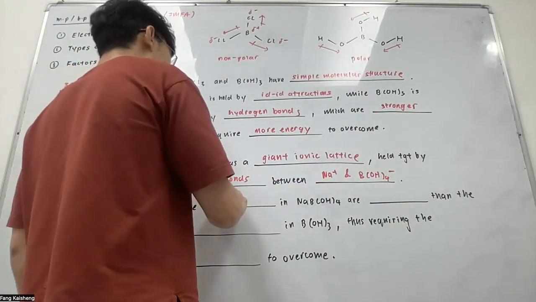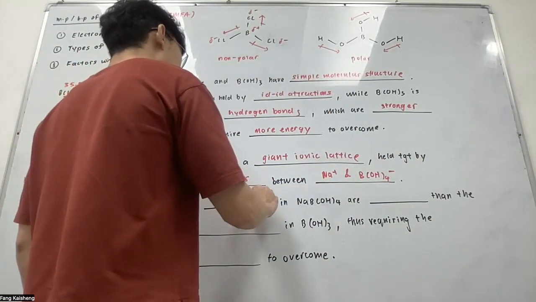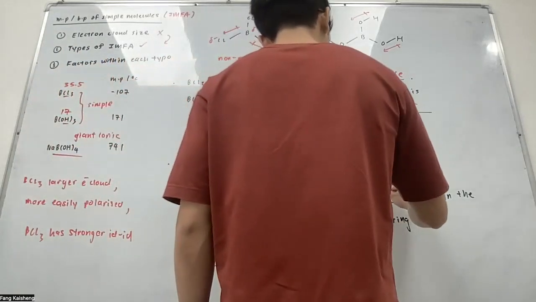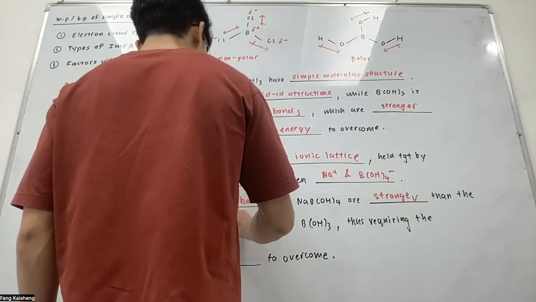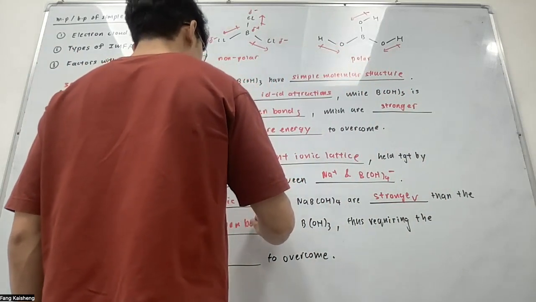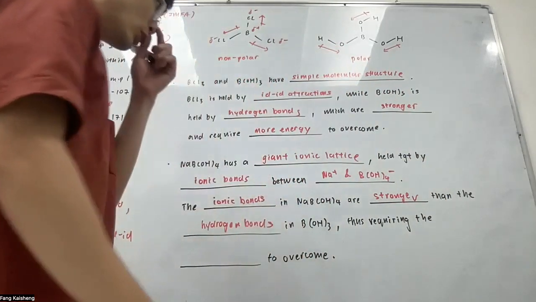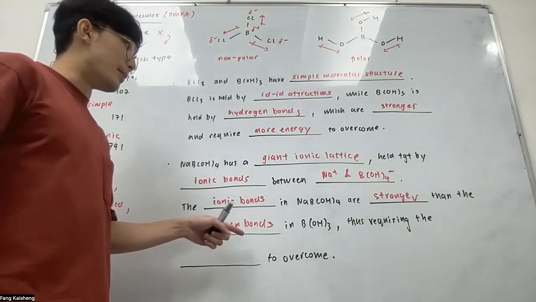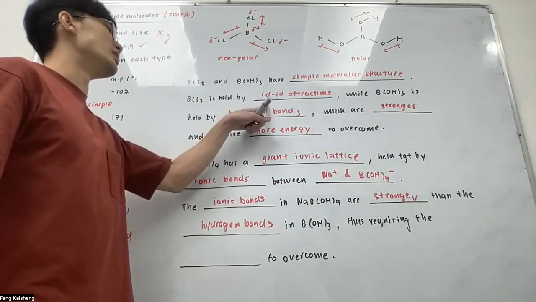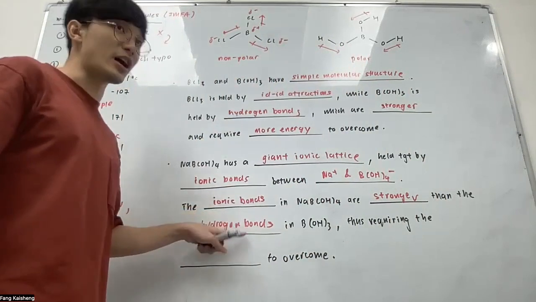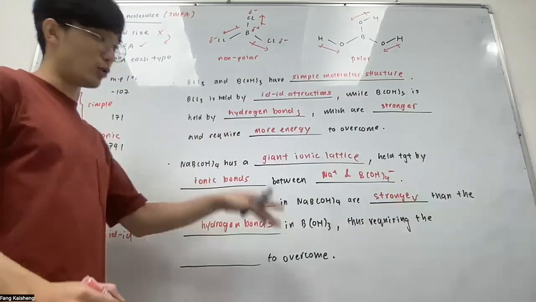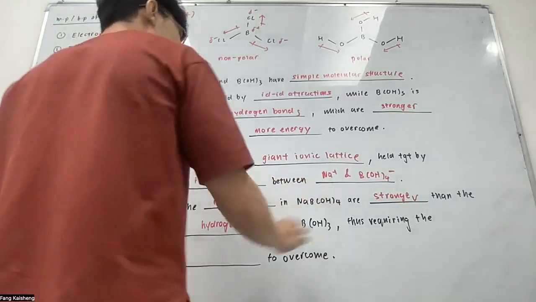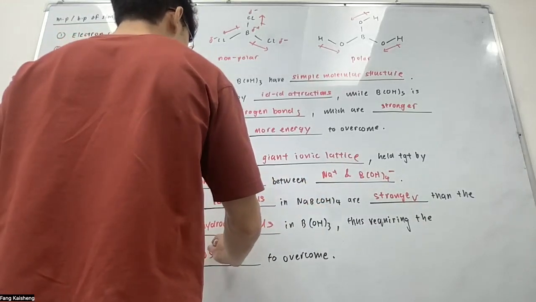Then you just compare. The ionic bonds are stronger than the hydrogen bonds in BOH3. So I compare with the previous interaction. Don't tell me about ID-ID attractions. Because if hydrogen bonds are stronger than ID-ID and ionic bonds are stronger than hydrogen bonds, then it makes sense for ionic bonds to be stronger than ID-ID. So I don't need to mention it again. And that's why I put here, thus requiring the most energy to overcome.